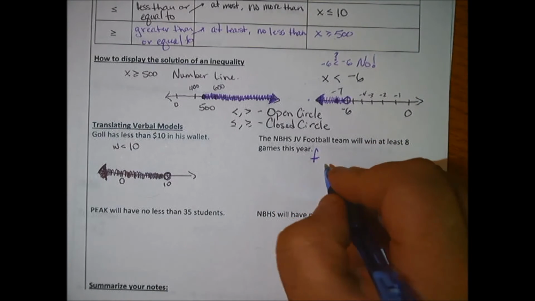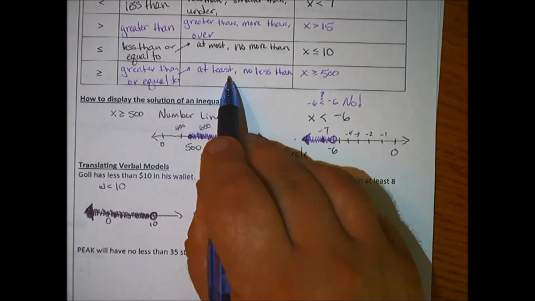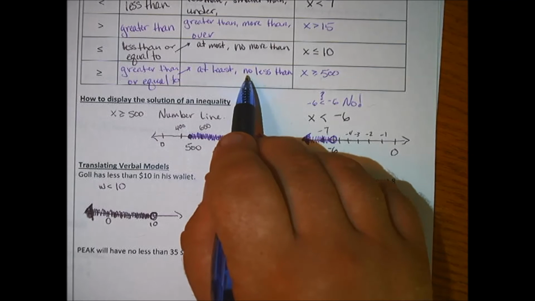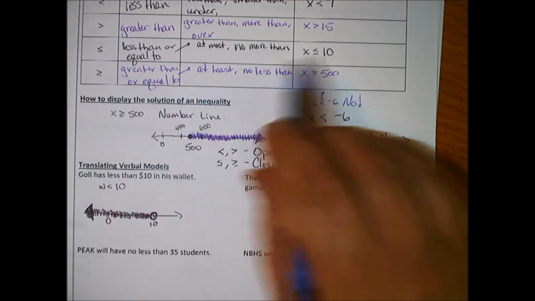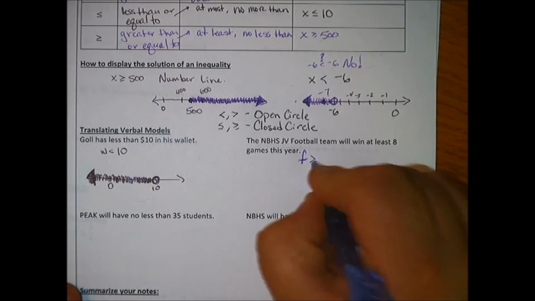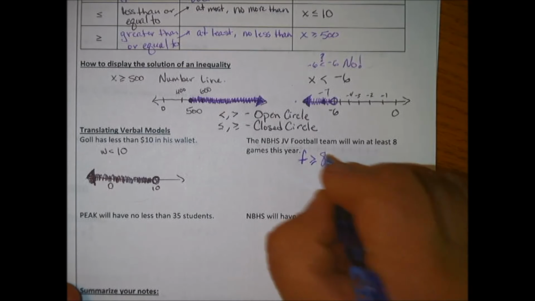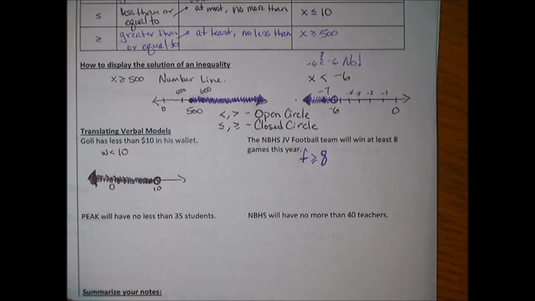So I'm going to say that the football team will have at least. Well, where's at least? At least is right here. I put these words in this table up here for a reason, because you will run into them, even if they're not as common. So that means greater than or equal to. And it kind of makes sense, right? If the team has at least 8 wins, that means they have 8 or they have more.